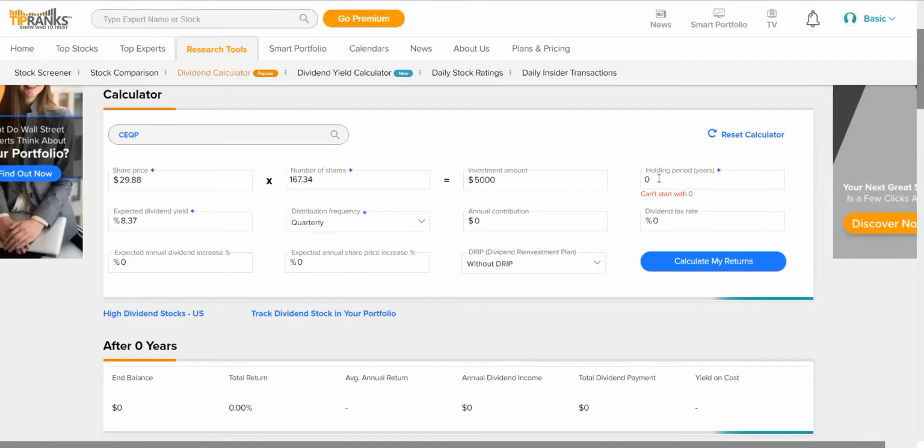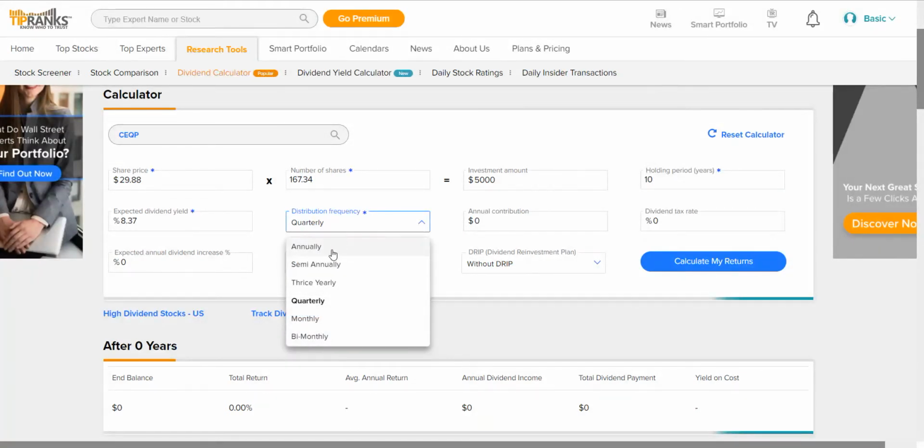Now you are going to be entering the holding period. And again, for this illustration purpose, let's say we are investing into the stock for 10 years. Now you also have an option of selecting how often the dividend stock pays, whether it's bi-monthly, monthly, twice yearly, semi-annually, annually, or quarterly. So this stock pays quarterly, so we're going to leave it as is.